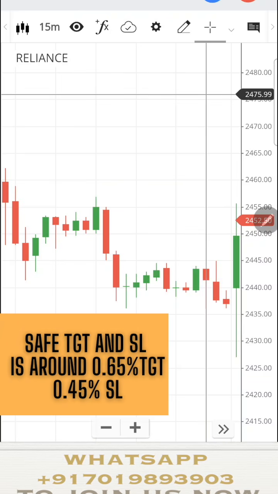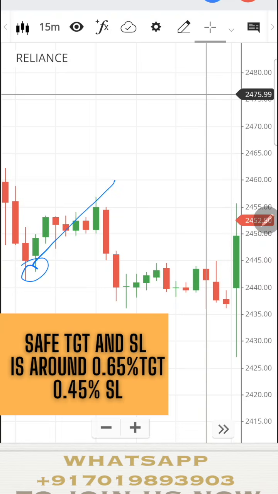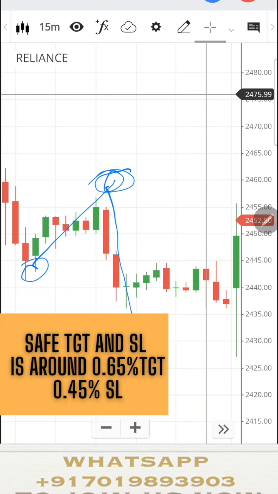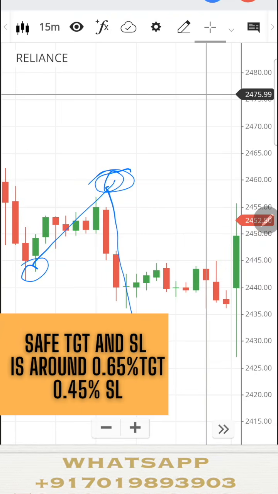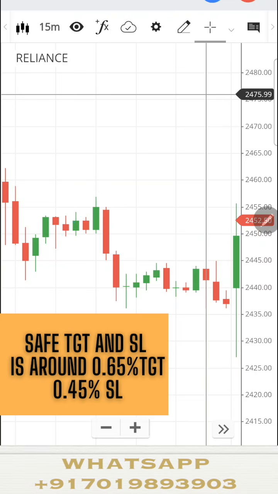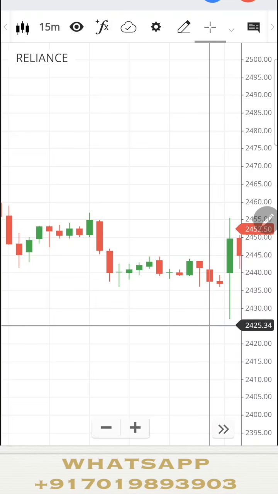You should always buy where there is a good chance of the stock moving up, or short sell where there is a good chance of the stock coming down. So you have to identify the correct point of entry for buying and selling. You should always aim for a proper entry and keep a realistic expectation of the target, not over-expectation or being greedy in intraday trading.